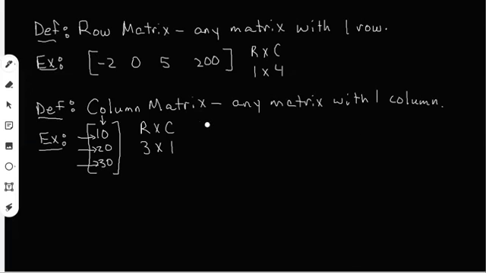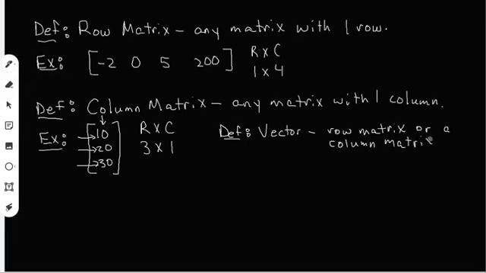Now, sometimes you'll hear me say the word vector. A vector is just another word for a row matrix or a column matrix. So a vector is just a row matrix or a column matrix. So both of these matrices that we just talked about, we can also call them vectors. Okay. All right.